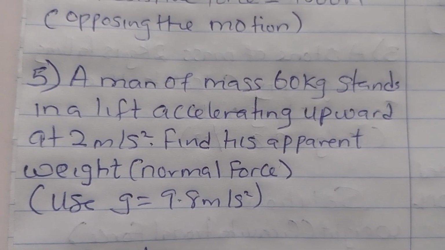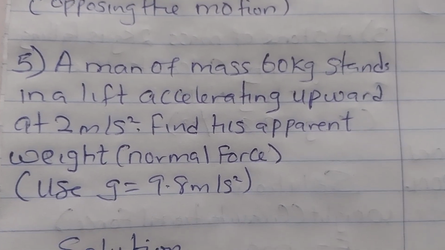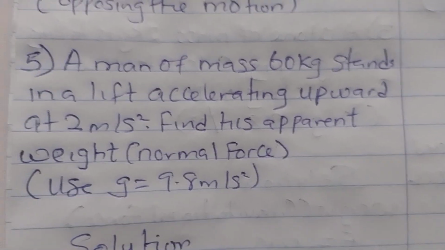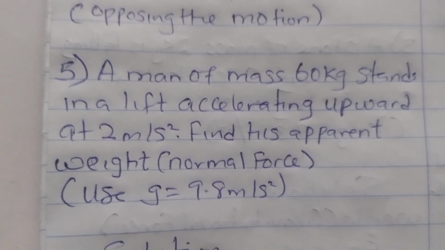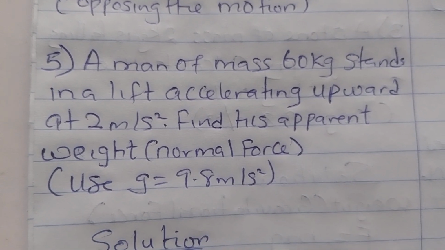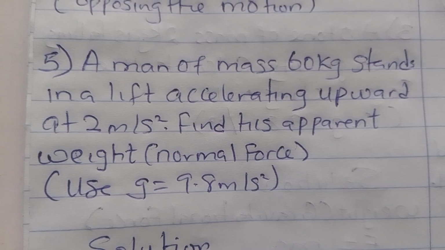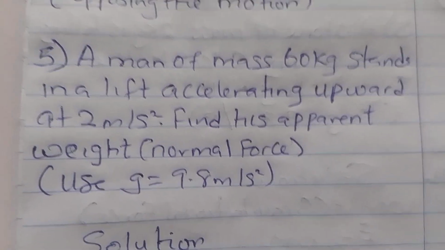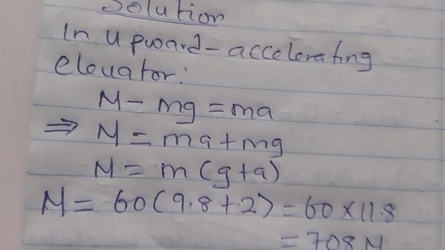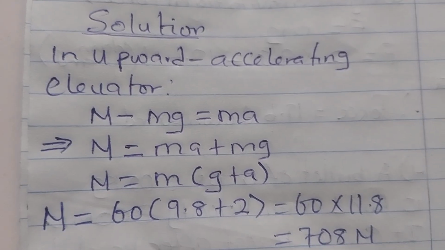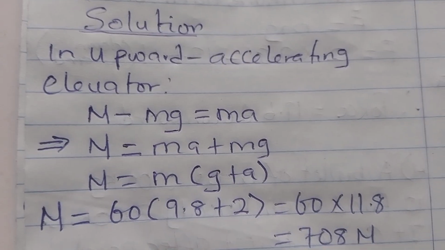A man of mass 60 kg stands in a lift accelerating upward at 2 meters per second squared. Now find his apparent weight, like the normal force, using g equals 9.8. So how do you solve this question? This is an elevator question.